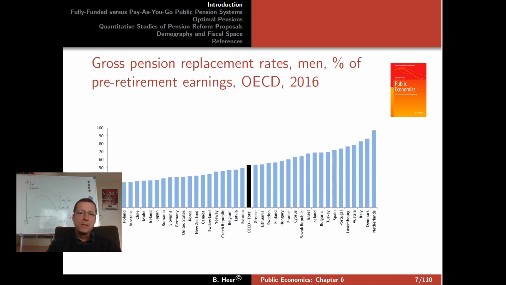Now again, in the English-speaking world, Australia, United States, New Zealand, Canada, United Kingdom, they are far less generous, and this makes their public pension system much more sustainable.